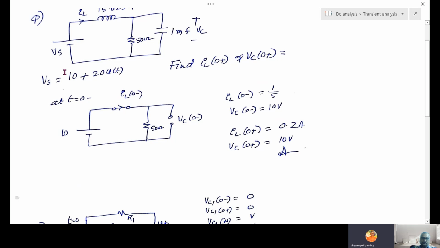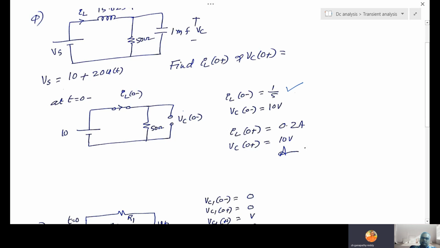But what is the source applied at 0 minus? 10. Inductor short circuit, capacitor open. Okay. Now, what is IL(0-)? 10 by 50, na? This is the loop closed. 10 by 50, so 10 by 50 is 1 by 5.